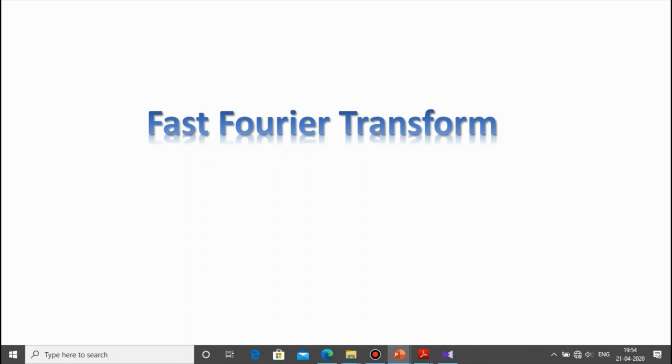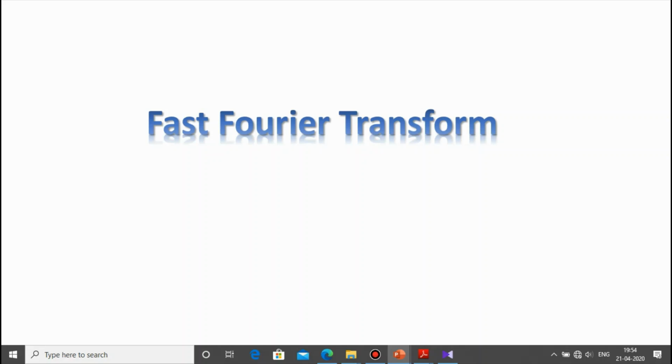FFT is nothing but an effective algorithm for calculation of the DFT. In precise terms, the FFT is an algorithm used to compute the DFT. It makes use of the symmetry and periodicity properties of the twiddle factor to effectively reduce the DFT computation time.